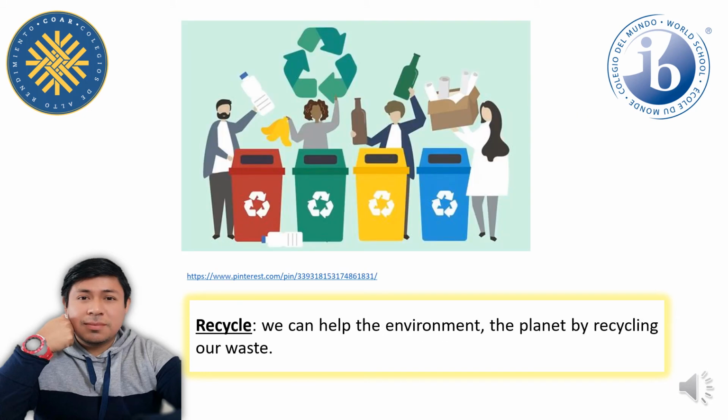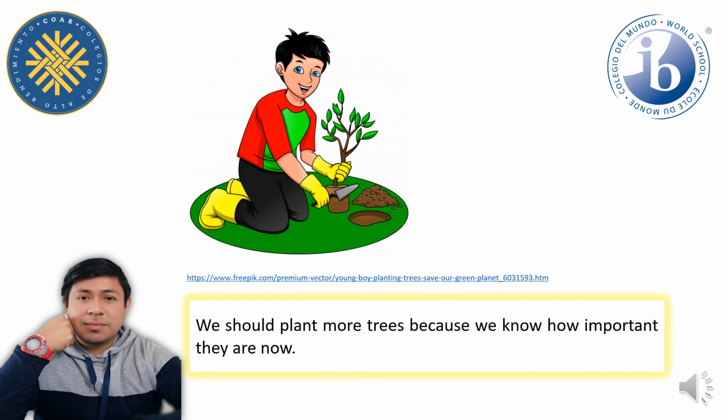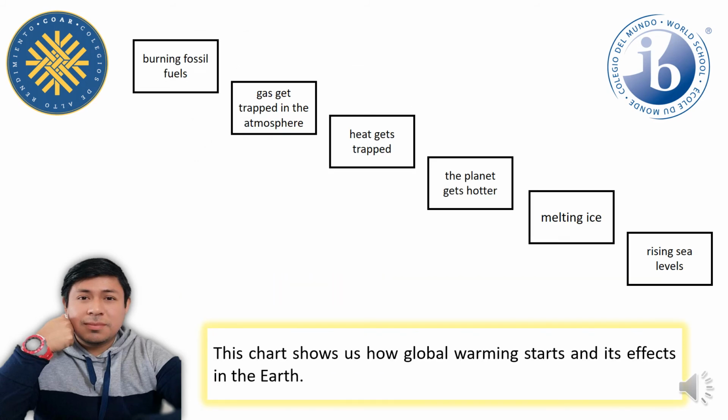Recycle. We can help the environment, the planet, by recycling our waste. We can recycle paper, plastic, glass, and metal. We should plant more trees because we know how important they are now.